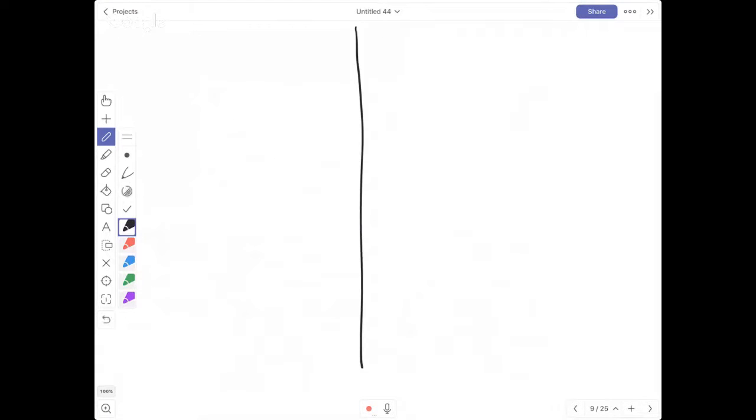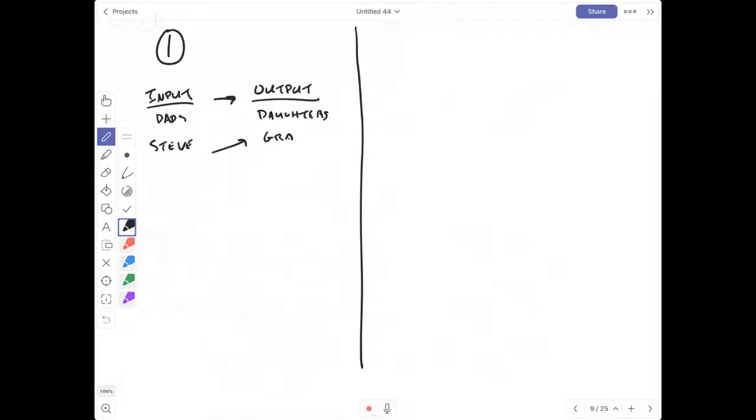two relations. One, input dads, output daughters. So my dad, Steve, has two daughters, Grace and Claire. So this is not a function.